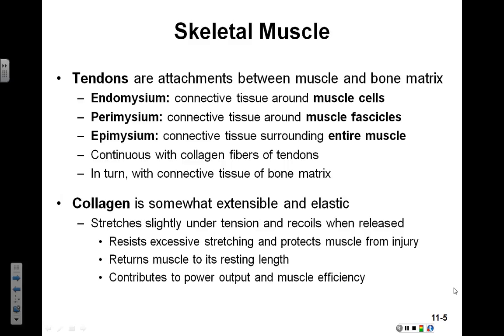It is somewhat extensible. Stretch it slightly under tension and it's going to recoil back. You don't want your muscle to overstretch. So that's where collagen comes into play. It's a protein we talked about in chapter 5. It protects the muscle from what? Injury. Returns it to its resting length. Contributes to power output and muscle what? Efficiency. Collagen keeps it from what? Overstretching.